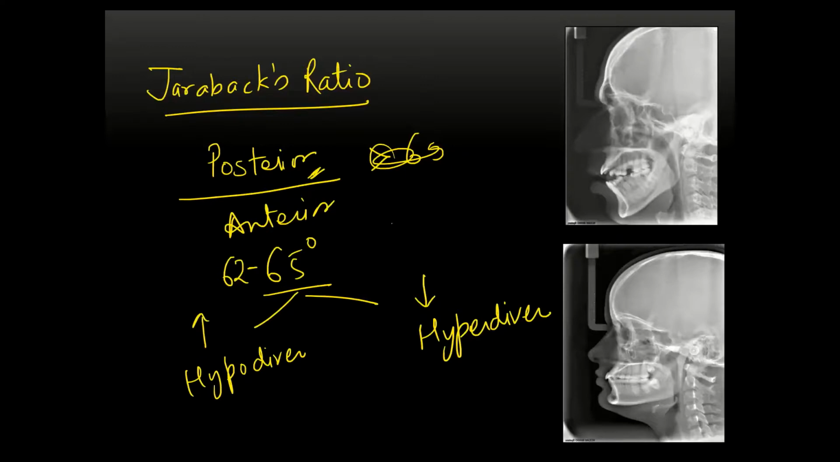Anterior and posterior are the facial heights. Okay, sorry. Posterior facial height and anterior facial height. So anterior facial height is N to gonion and ANS to menton. So this is posterior facial height and anterior facial height. Okay.